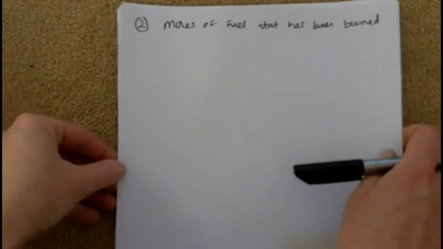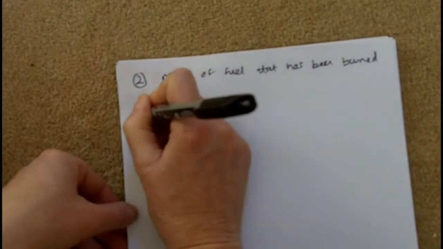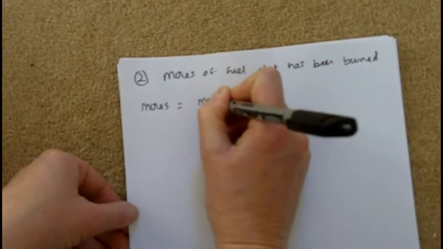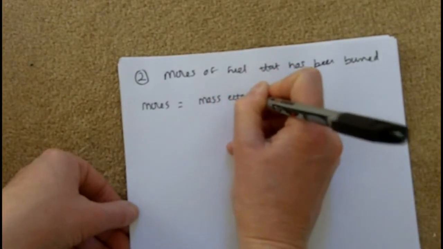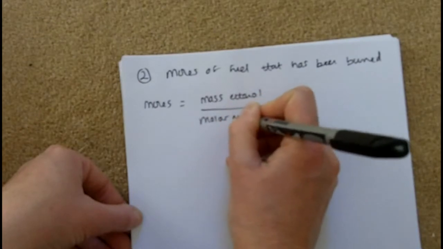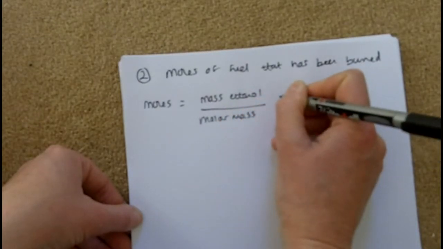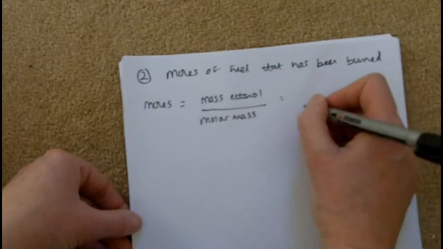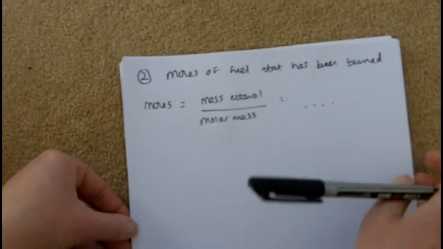So if it was ethanol, for example, to get the moles of fuel burned, moles equals mass of the fuel, mass of ethanol, if that was a fuel, over the molar mass of ethanol. And that is how you work out the moles. Okay, that's the second step.